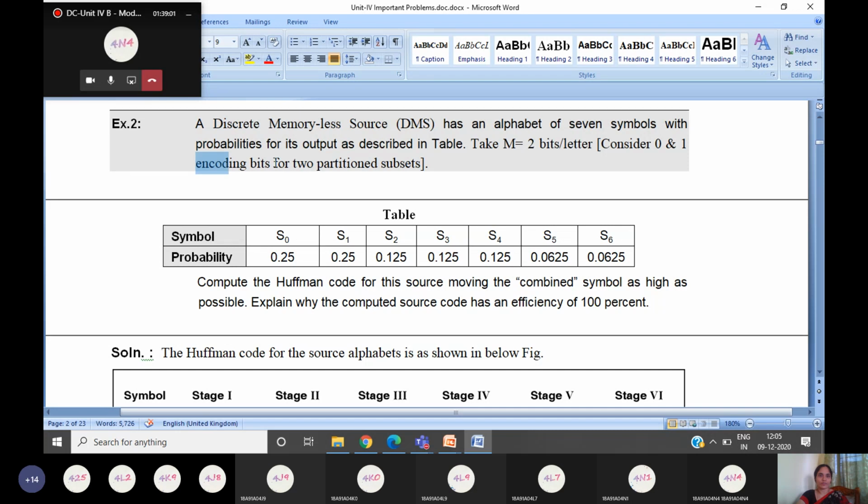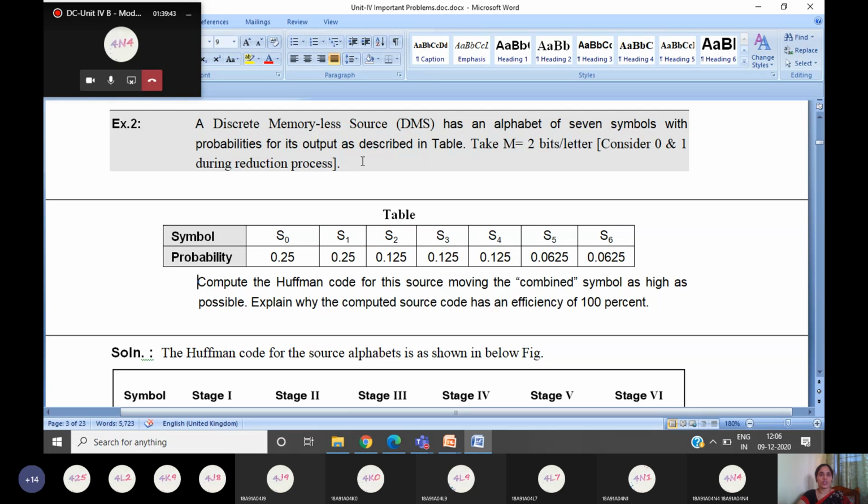Consider 0 and 1 during a reduction process. Here, don't call it partitioning. We'll call it a reduction process, not the partitioning process. Here we don't partition; we reduce by combining. We will reduce the total number of bits per letter upon combining the last m number of terms. So this is the question given to you, and you are supposed to calculate the efficiency.